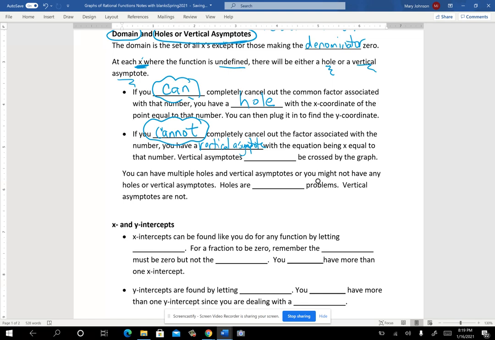Vertical asymptotes cannot be crossed by the graph. You could have a bunch of holes and a bunch of vertical asymptotes, or you might not have any holes or vertical asymptotes. Holes are kind of minor problems. This is not a really technical term, but they're fixable problems, minor compared to vertical asymptotes. Vertical asymptotes really cause a lot of problems. A hole is where the function's just not defined at that one spot, so we can come in and plug it if we needed to.